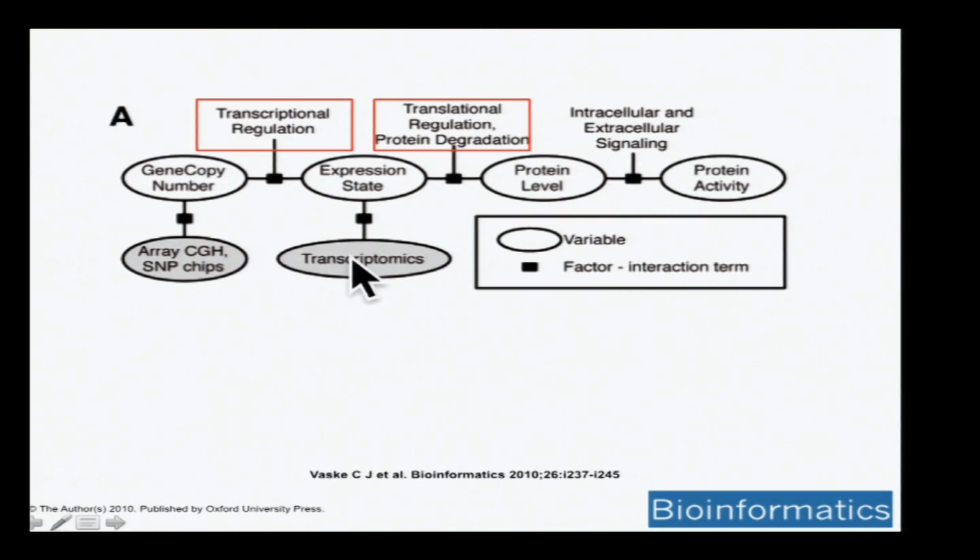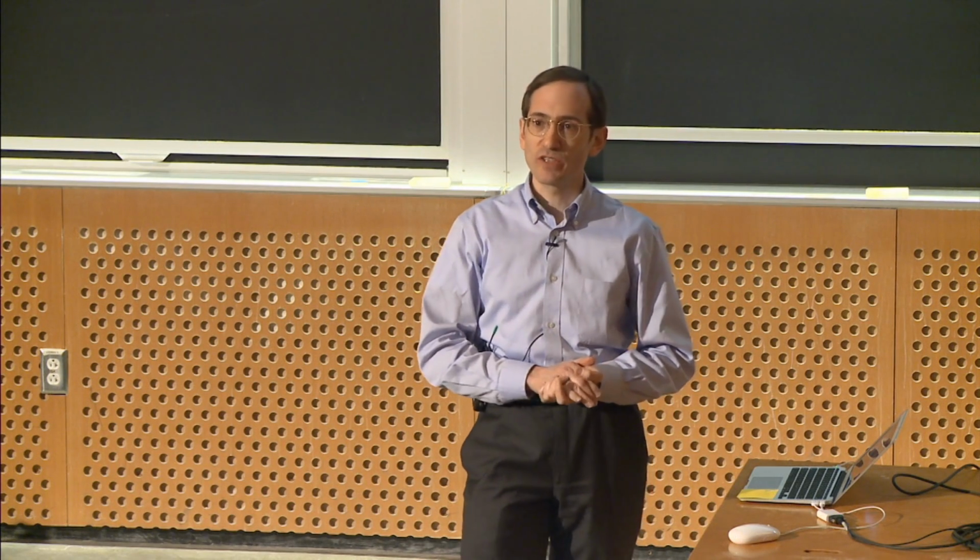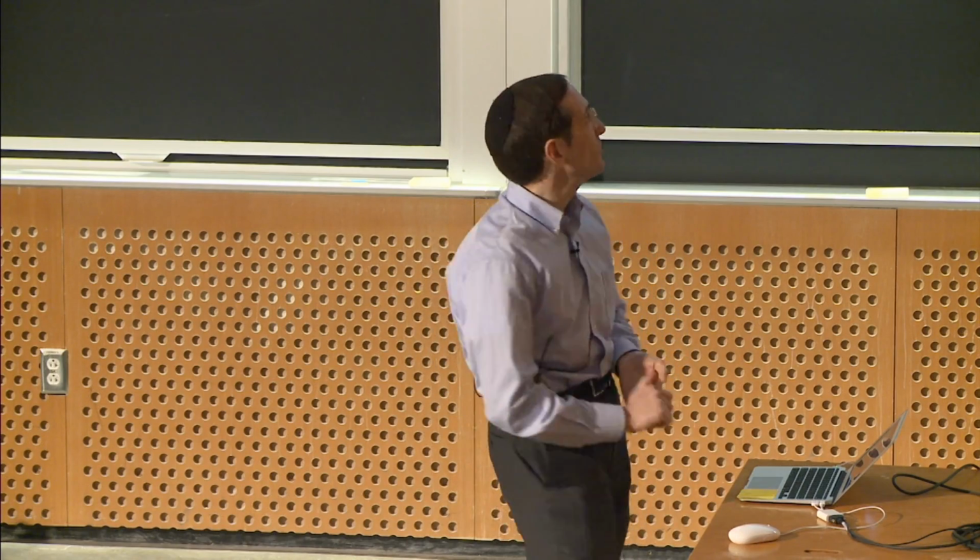So we measure the things on the bottom here, arrays that tell us how many copies of a gene there are in the genome, especially in cancer. You can get big changes in what are called copy number, amplifications or deletions of large chunks of the chromosomes, so you need to take that into account.